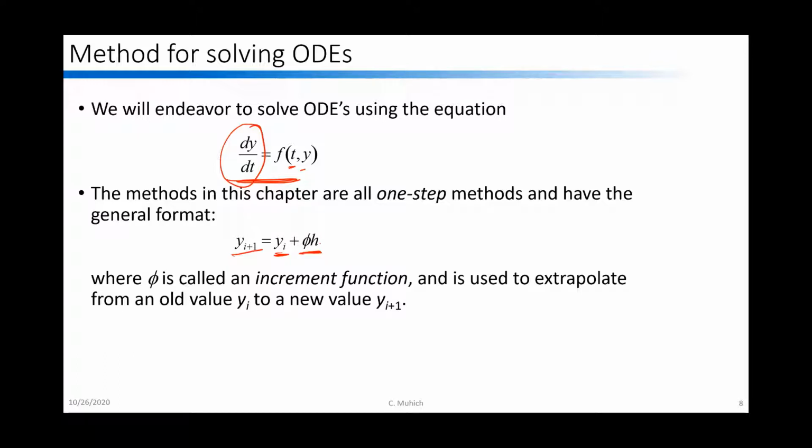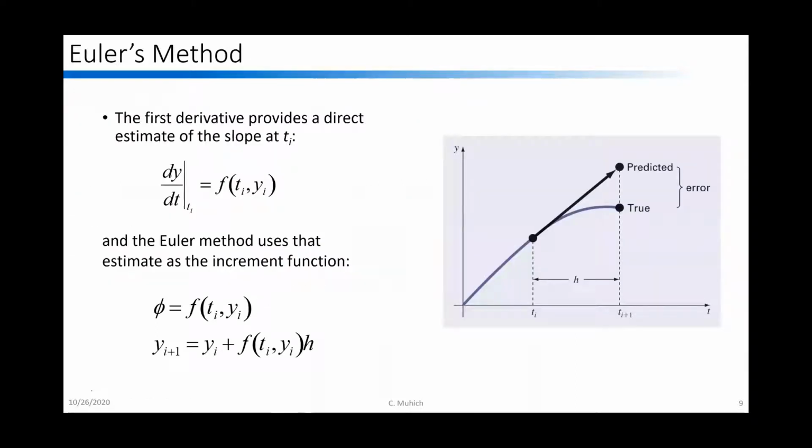So in essence, I'm going to say my next location of y is my old location of y plus some increment that tells me about the change, times how big of a step I want to change by. So this is going to be the method: new is old plus increment times step. And the first and simplest method among these method types is called Euler's method.